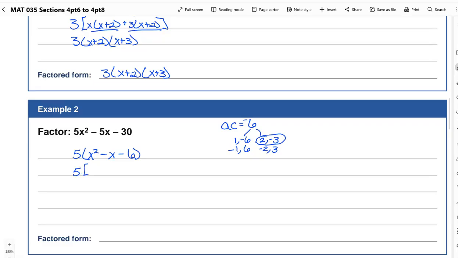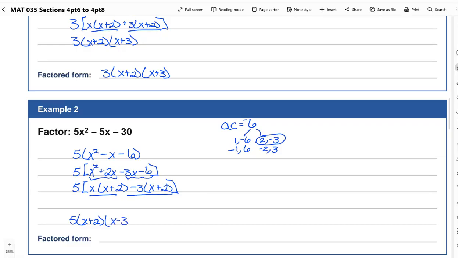So I'm going to write that as x squared plus 2x minus 3x minus 6. I can factor an x out of the first two terms, leaving me with x plus 2. I can factor a negative 3 out of the second two terms, leaving me with an x plus 2. So now those groups have an x plus 2 in common, leaving us with x minus 3. So it factors into 5 times x plus 2 times x minus 3.